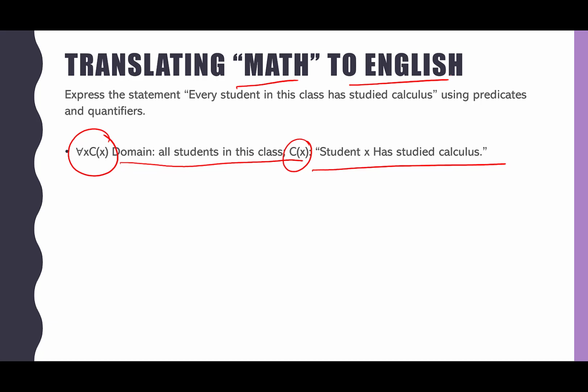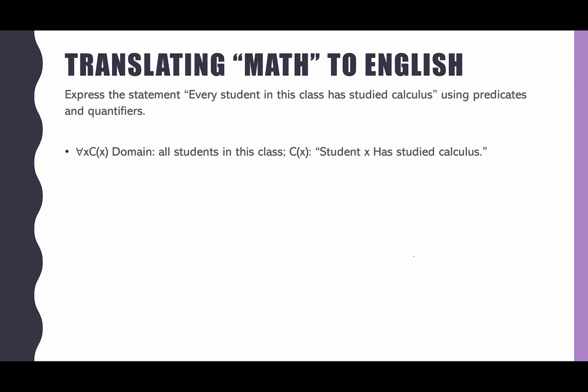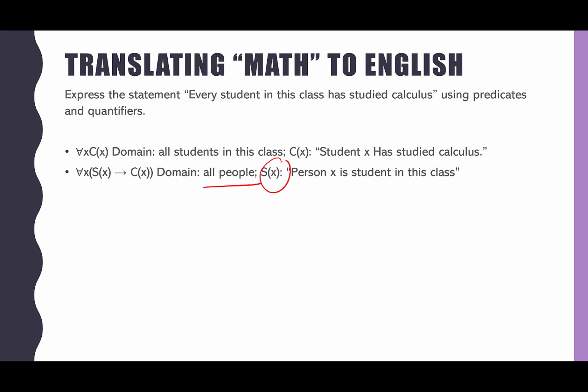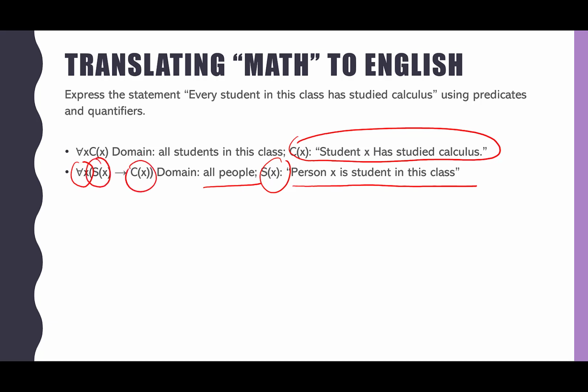But what if we chose a different domain? What if I chose a domain of all people? And I had a function called S(x), person x is a student in this class. And we'll keep this function here. Now I can say this. For all x in the domain of all people, for everybody on the planet, if that person is a student, therefore they have studied calculus. See how the domain changes things? Okay?